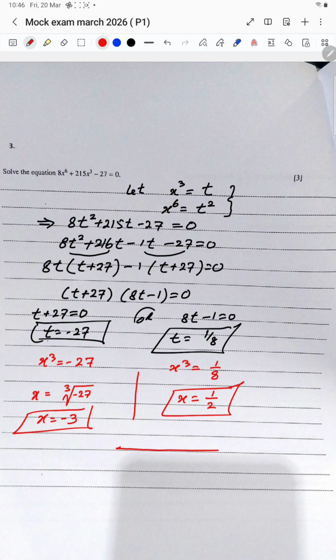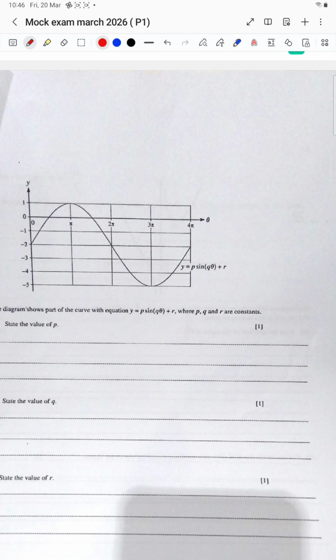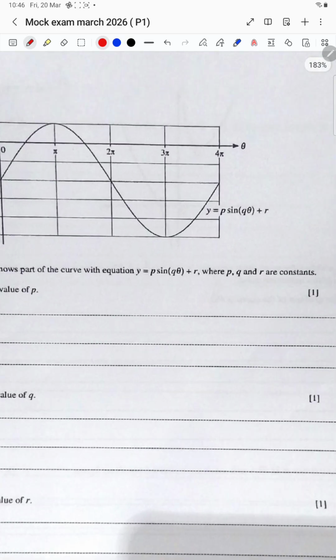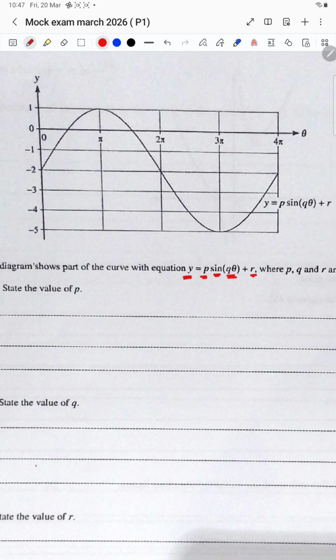So be careful about the mistakes I found among a few students while solving the papers. Here is the question, taken from the topic of transformation and functions. First, the diagram shows a part of the curve with equation y equal to p times sine q theta plus r, where p, q and r are constants. State the value of p.